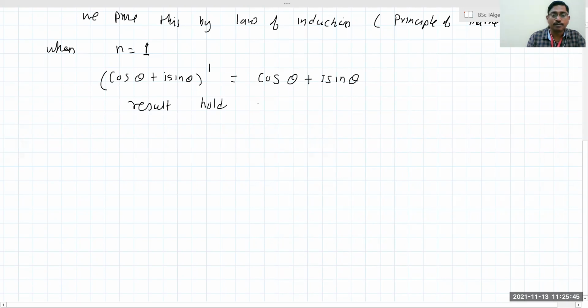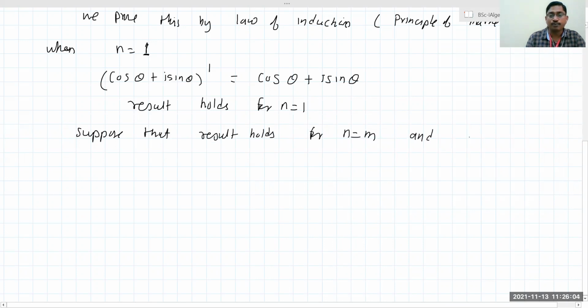Result holds for n equal to 1. Okay, so this is true. Next, suppose that the result holds for n equal to m, and prove that it holds for the next integer, n equal to m plus 1.